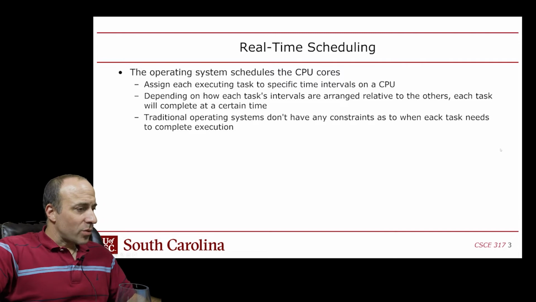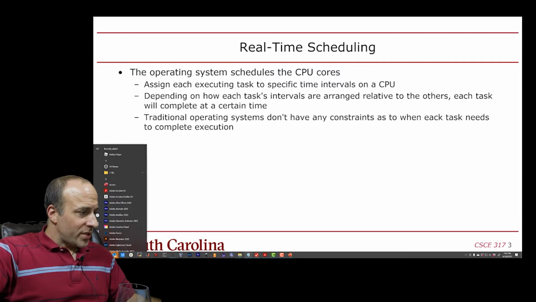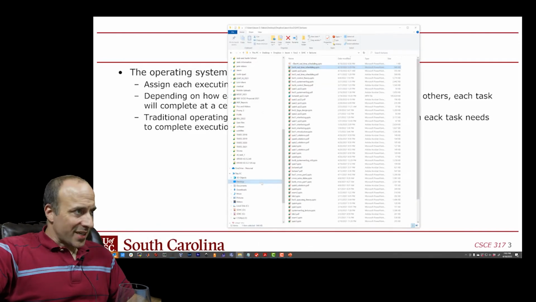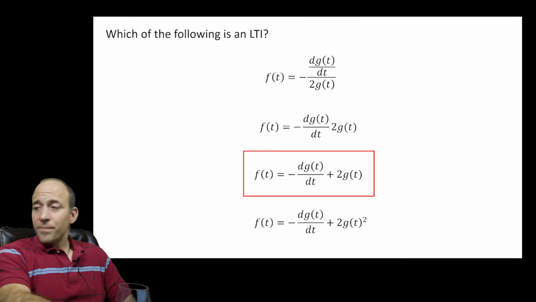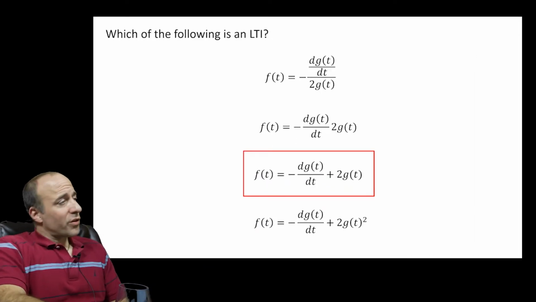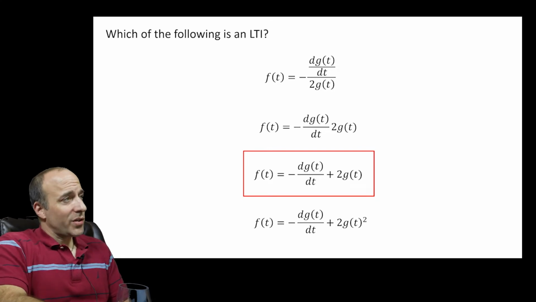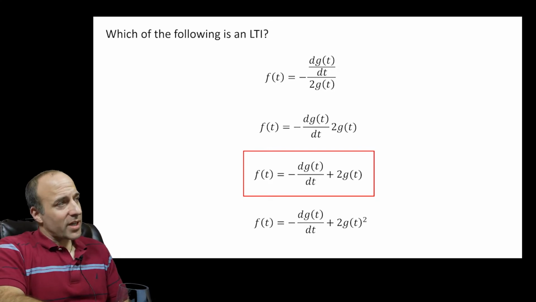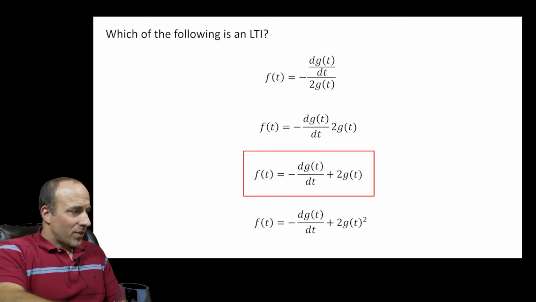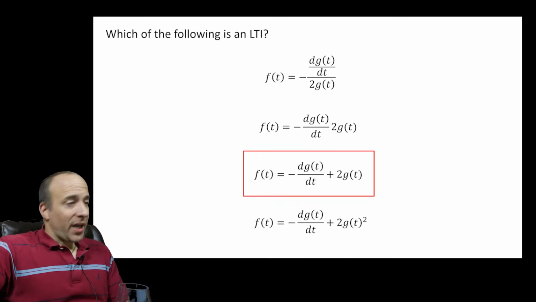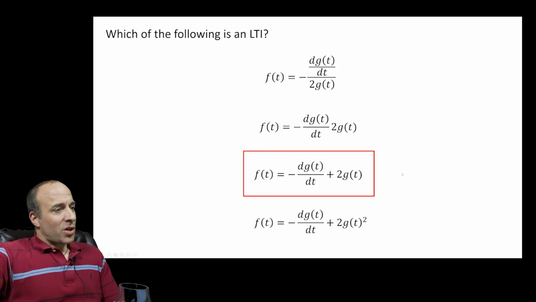Okay, so let's switch to quiz 6, which was the quiz on control systems. So the first question is, which of the following is an LTI? Stands for linear time invariant system. Okay, there were 4 options here, and each of these are differential equations.